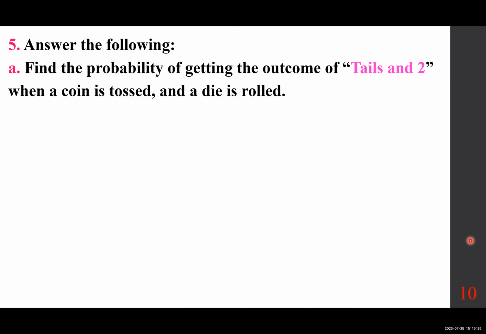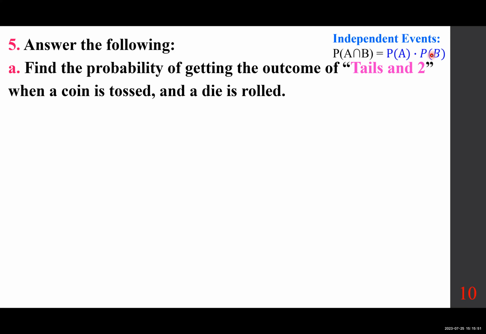I want to answer the following. Find the probability of getting the outcome of tails and 2 when a coin is tossed and a die is rolled. Well, they are independent events because they have nothing to do with each other. Probability of A intersection B therefore becomes probability of A times probability of B.